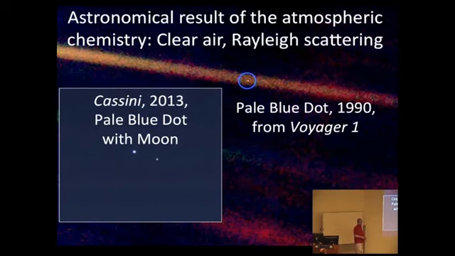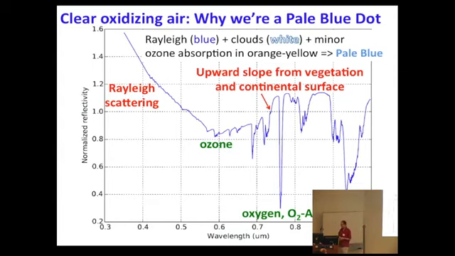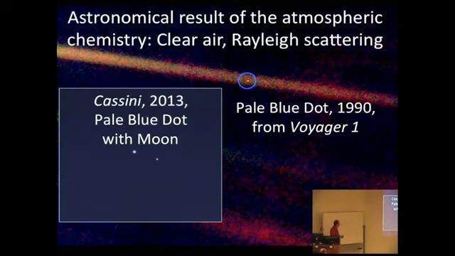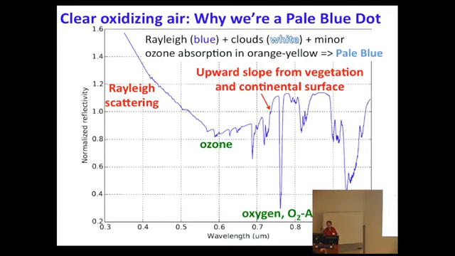We have a transparent atmosphere that makes it liable to do Rayleigh scattering, instead of having a hazy atmosphere, which would look orange, or maybe like Titan. And in detail, when we look at the shortwave reflected spectrum of the Earth, we see the Rayleigh scattering. This is the blue. We see a U shape where there's ozone. This is the Chappuis bands absorbing the yellow, orange. And then there's also something else going on here, which is vegetation and continental surface. But the pale blue dot, Rayleigh scattering, clouds, minor ozone absorption, makes us pale blue.